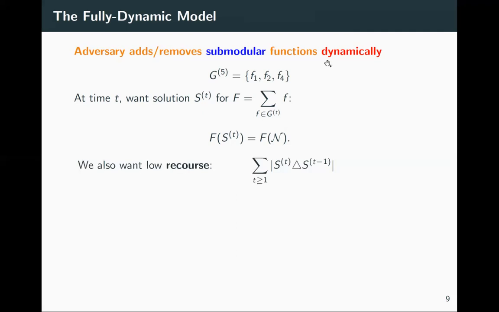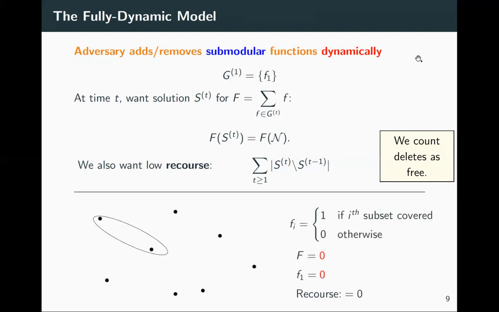I said we want to keep recourse low. Formally, we'll define recourse as the sum over time of the size of the symmetric difference of solutions at successive time steps. Now we'll play this trick. We'll count deletes as free. We'll only count the inserts as costing us recourse. And the reason we can do this is that every time a vertex is deleted, it must have been inserted previously. And so we can just charge the delete to the insert. This will give us amortized bounds, but that's okay.